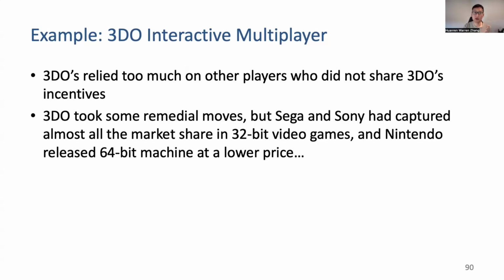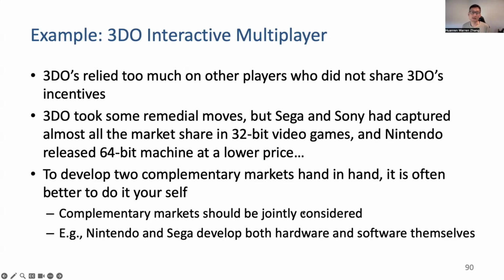So 3DO relied too much on the other players who did not share 3DO's incentives. And 3DO took some remedial moves, but other companies, the Japanese companies Sega and Sony, had captured almost all the market share in the 32-bit video games, and Nintendo released the 64-bit machines at a lower price. So that's why we see the failure of 3DO Interactive Multiplayer.